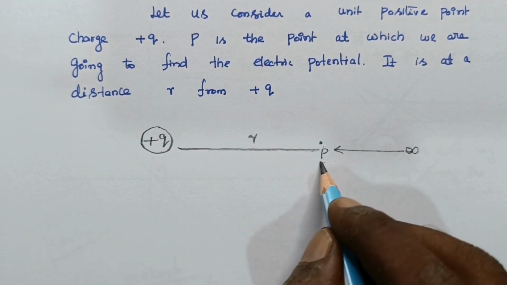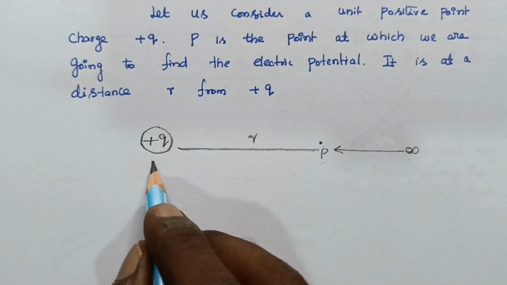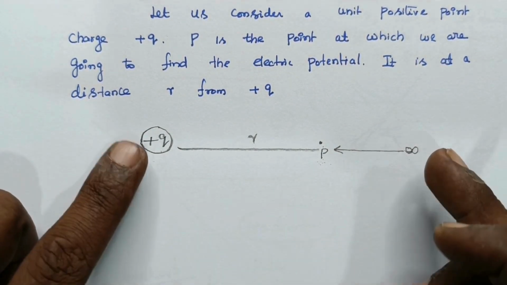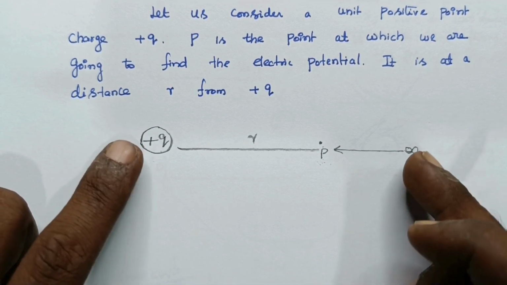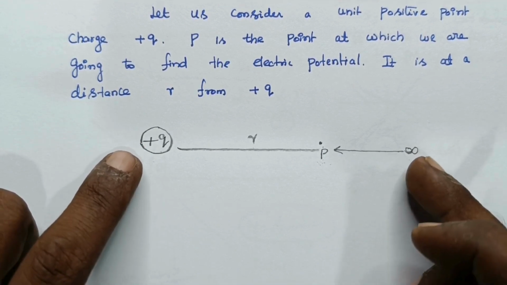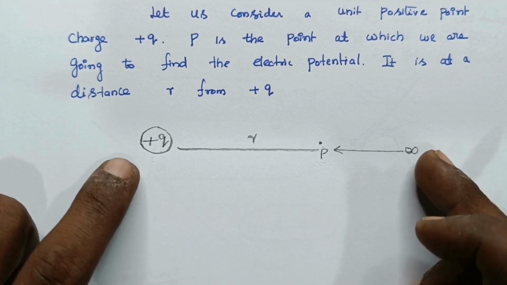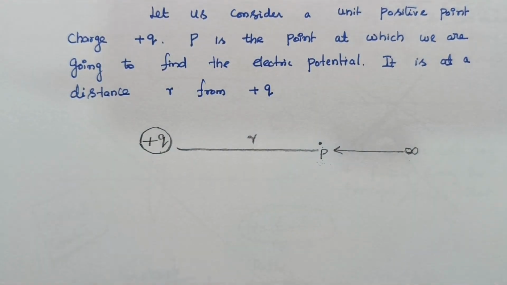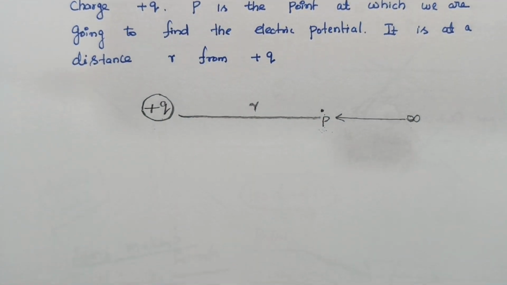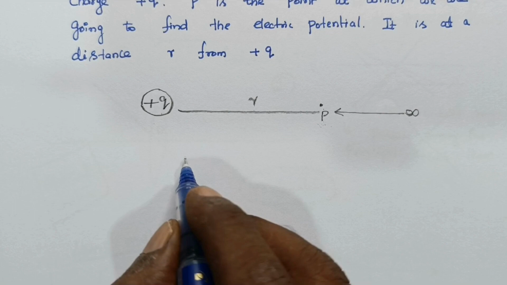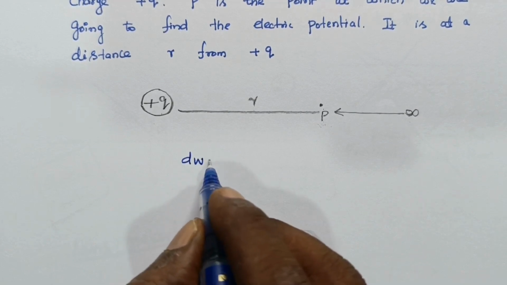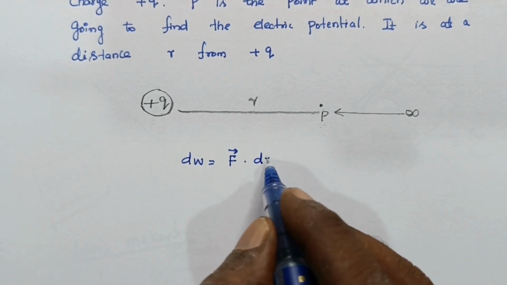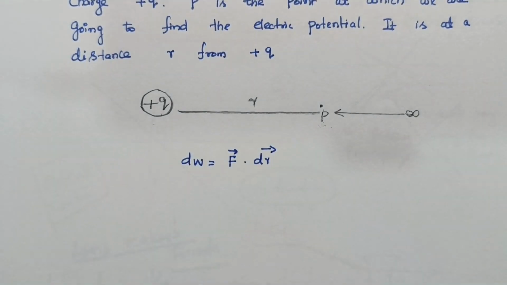Why we have to do the work? Because here we are having plus Q and we are moving a unit positive charge. அந்த ரெண்டுக்கும் இடையில electrostatic repulsion இருக்கும். Against the electrostatic repulsion we have to do the work and that work will be stored as the potential at this point. Okay. Now we know the general formula for the work done. dW is equal to F vector dot dr vector, force into distance.